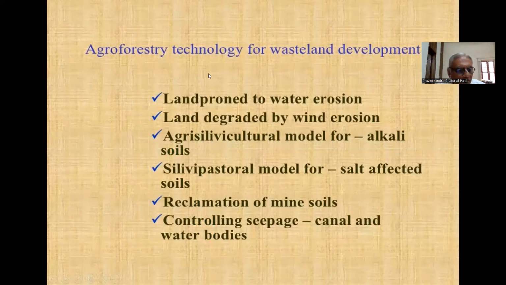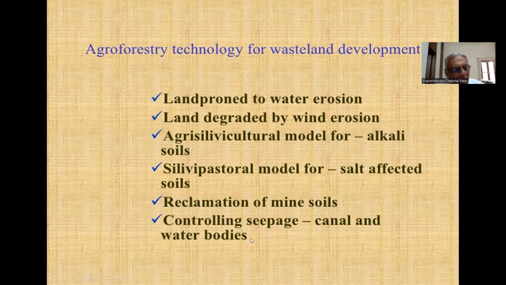So you know that in India we have wasteland, so we can improve the wasteland with the help of agroforestry technology. Land prone to water erosion, land degraded by wind erosion. Silviculture model for alkali soil, means saline, sodic soil. Then silvi-pasture model for salt affected soil. Then reclamation of mine soil, controlling seepage, canal, and water bodies.